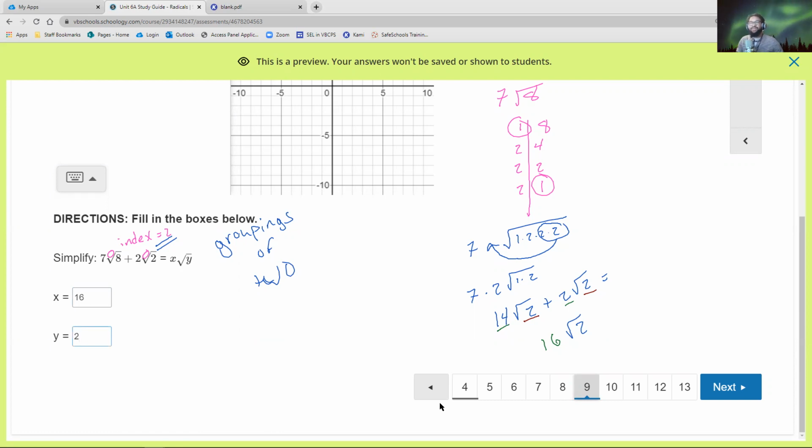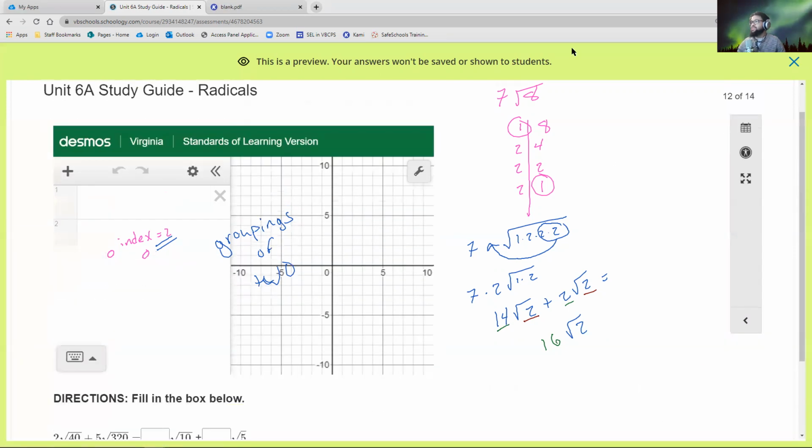All right, this one had a bit more steps. So if you got lost at any point along the way, rewind it, watch it again, or come back to the Zoom and I'll help you out, all right? All right, that was question 9. Next, we're going to look at question 12.